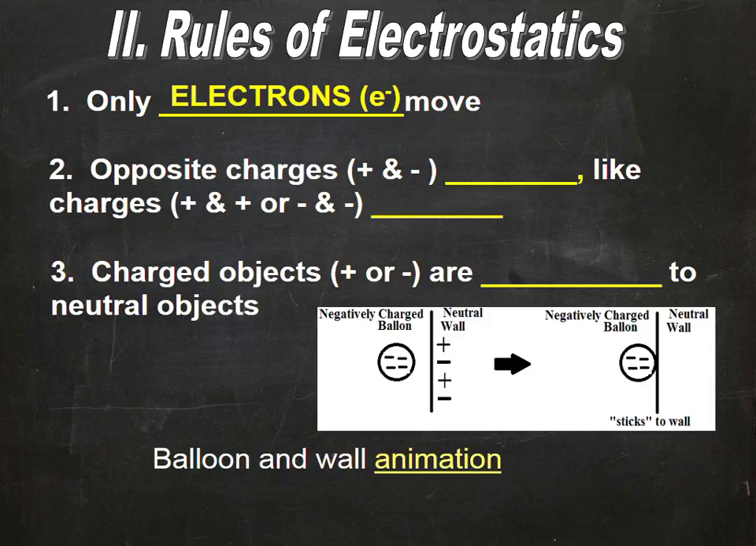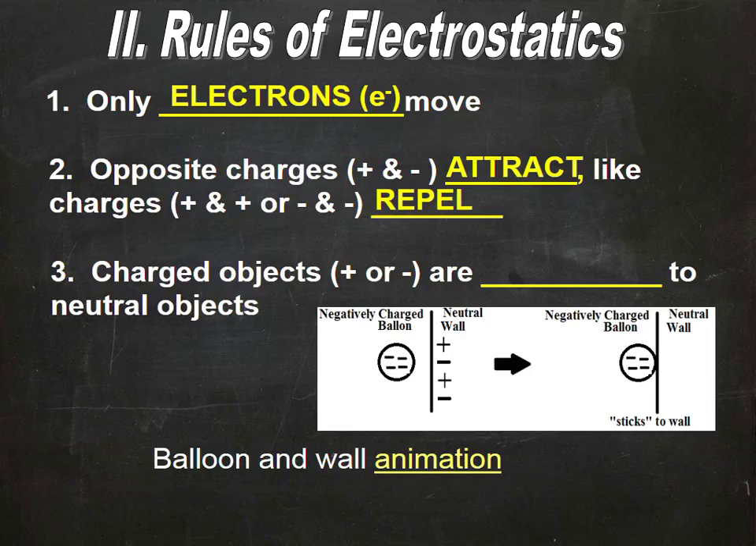Second rule is that opposite charges, whether you've got a positive and a negative, those objects will be attracted to each other. Like charges, so if you have a positive object and a positively charged object, or a negatively charged object and a negatively charged object, they are going to be repelled away from each other.